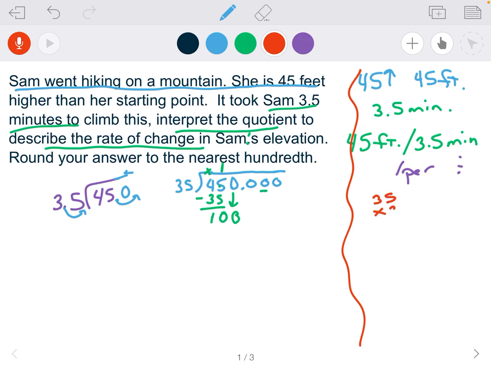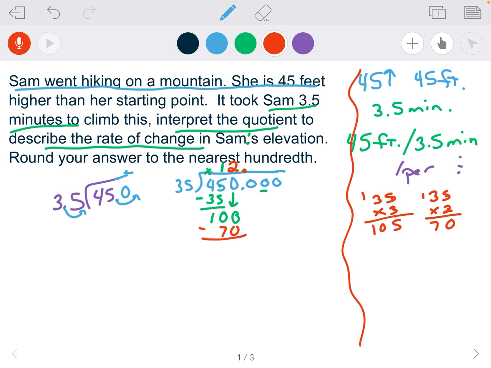So 35, I'm going to try 3 because I don't want it to go over 100. So 35 times 3, 3 times 5 is 15, carry the 1. 3 times 3 is 9. So 3 is too much. So I'm going to do my 35 times 2 and figure out what that is. 2 times 5 is 10, carry the 1. 2 times 3 is 6, so that's 70. So I know that that's going to be it. So I'm going to put my 2 here.